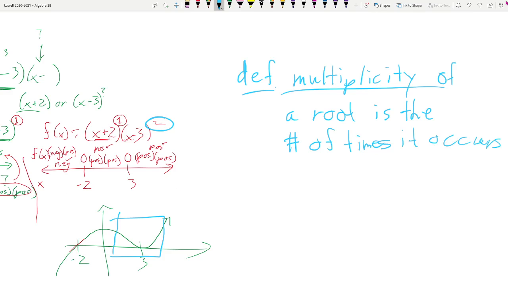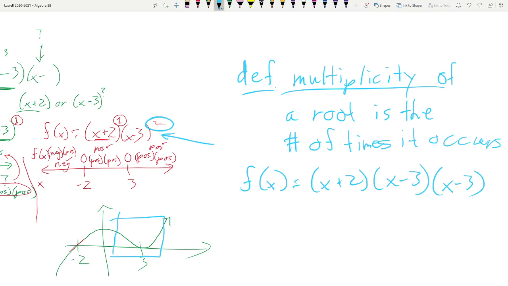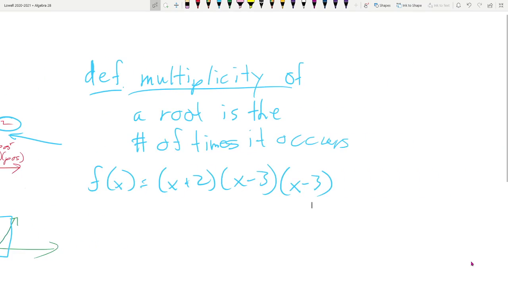So what does this mean? Let's take a look at our function right here. f(x) is equal to (x + 2)(x - 3) squared. But instead of writing it squared, I'm going to write it out like this: (x - 3)(x - 3). So let's pretend we didn't know what exponents were. We just had to write out all the factors. And so we could say that the roots would be x equals -2, 3, and 3.